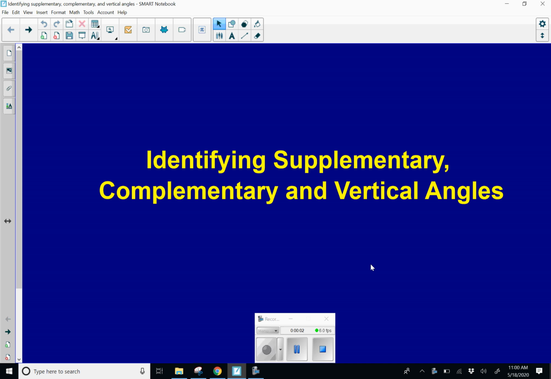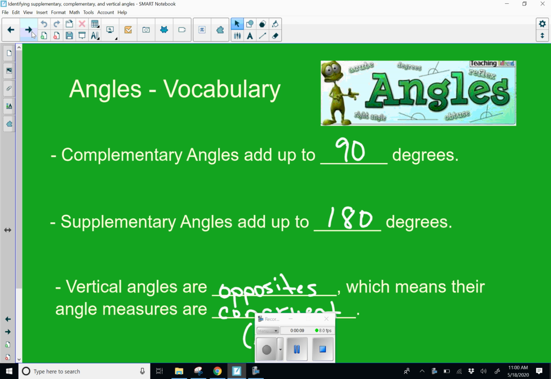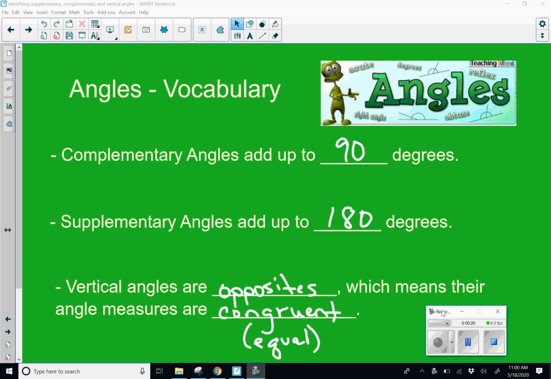Hello everybody. Today we're going to talk about identifying supplementary, complementary, and vertical angles. So let's talk about the different types of angles. First we have complementary angles. Those are any angles that add up to equal 90 degrees together. We also have supplementary angles. Those add up to 180 degrees.